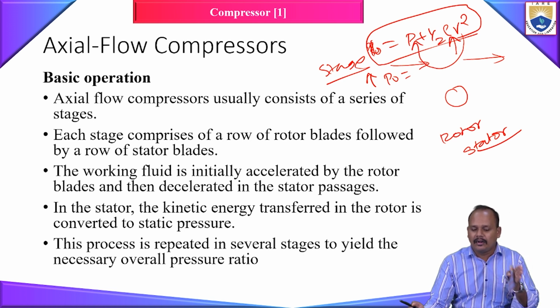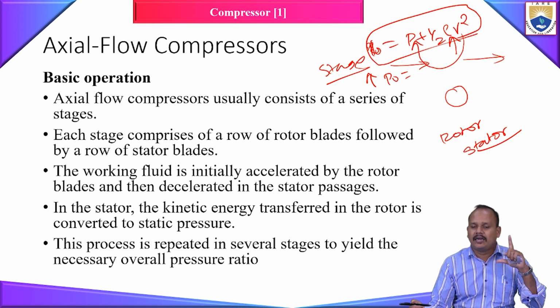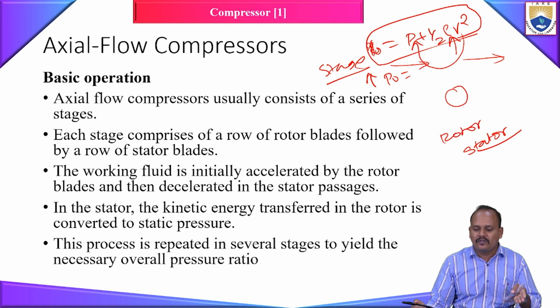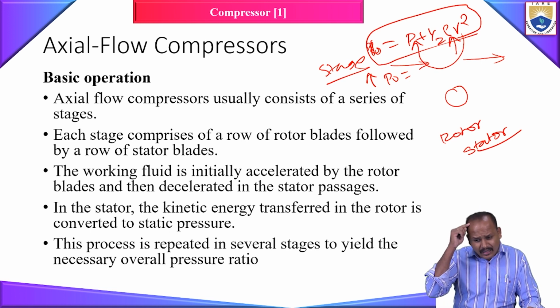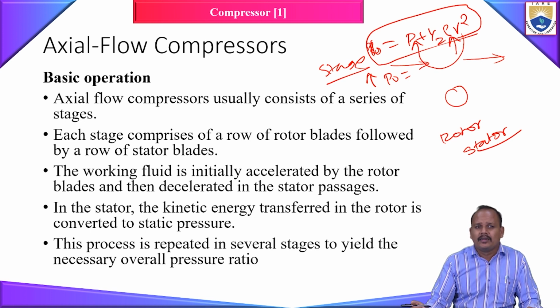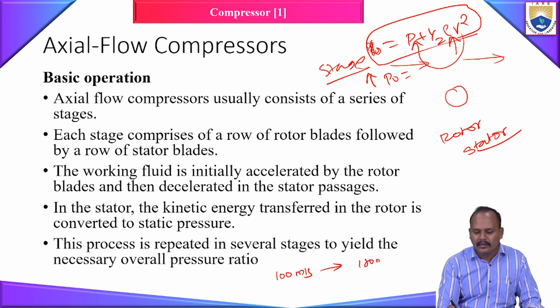So at the end of your stage, your flow will have a certain velocity and pressure, which will be fed to the next stage. Let's say I don't have the stator, what is going to happen? Initially, let's say my flow is coming in at 100 meters per second. My rotor is rotating at a certain RPM. It is increasing my 100 meters per second to, let's say, 180 meters per second. Now, if I don't have this stator, what will happen?